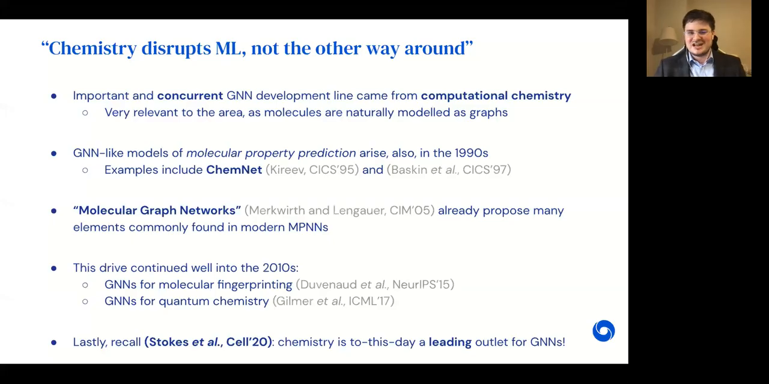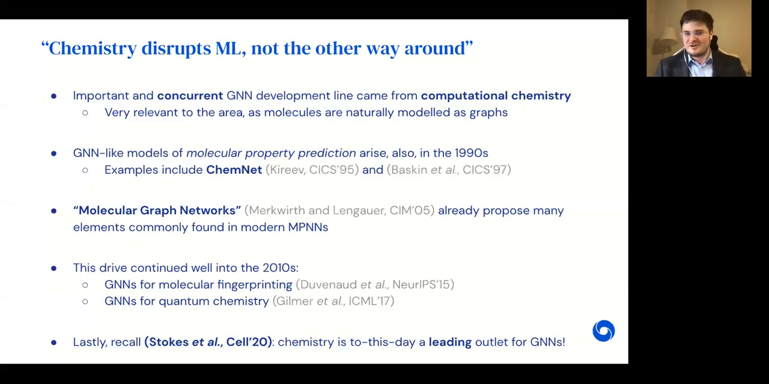And first, GNN-like machine learning models of molecular properties arose also in the 1990s, including models like ChemNet and the work of Baskin and others. In fact, the molecular GraphNet paper that came out in 2005 already proposes many of the elements you'd commonly find in a modern message passing neural net. And the drive pushed well into later years, including work on GNNs for molecular fingerprinting from David Duvenaud and GNNs for quantum chemistry from Justin Gilmer.